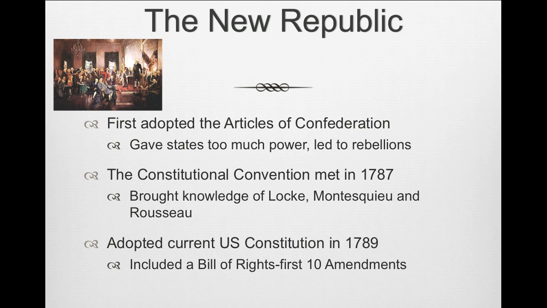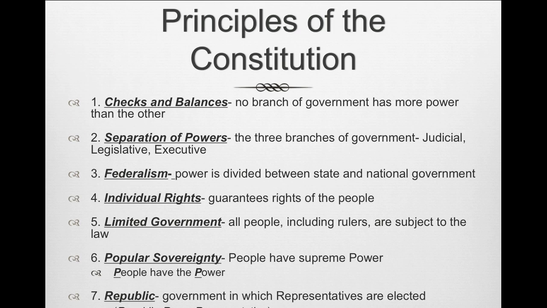So the Constitutional Convention meets in 1787, and they bring that knowledge of Locke and Montesquieu and Rousseau, and they want to apply these Enlightenment ideas to drafting a constitution. And that's exactly what they do. And the United States Constitution is adopted. It's written in 1787, and it's eventually adopted in 1789. And we know that our United States Constitution includes the Bill of Rights, which is the first 10 amendments to the Constitution. The most important thing that the Constitution includes are the principles of the Constitution.